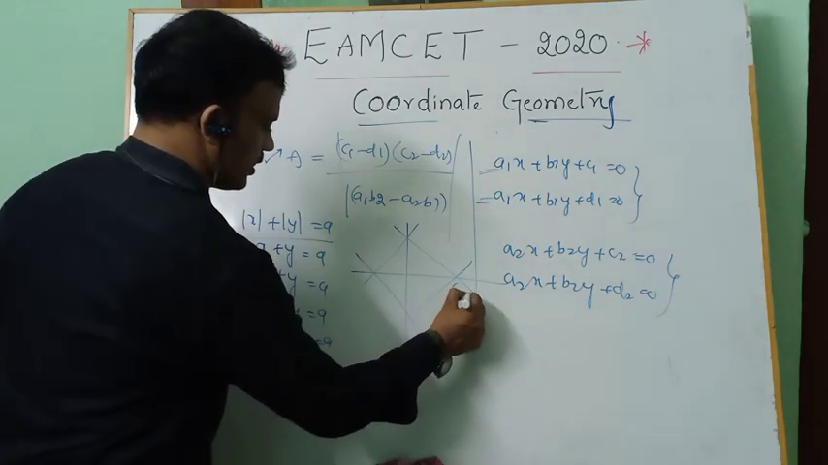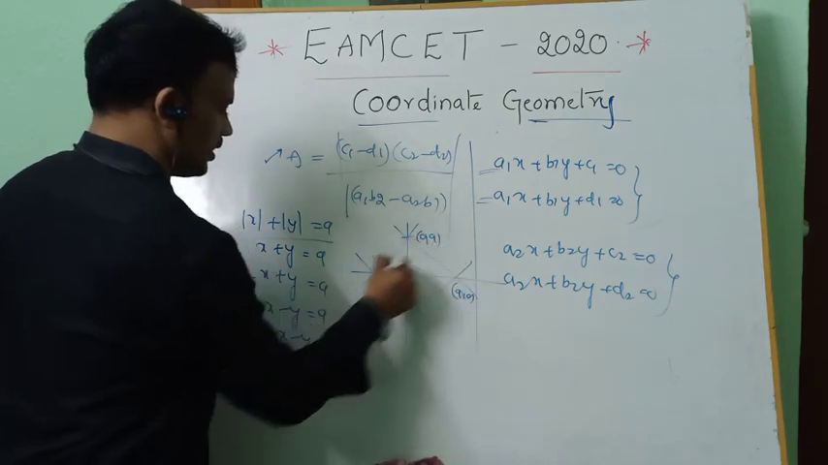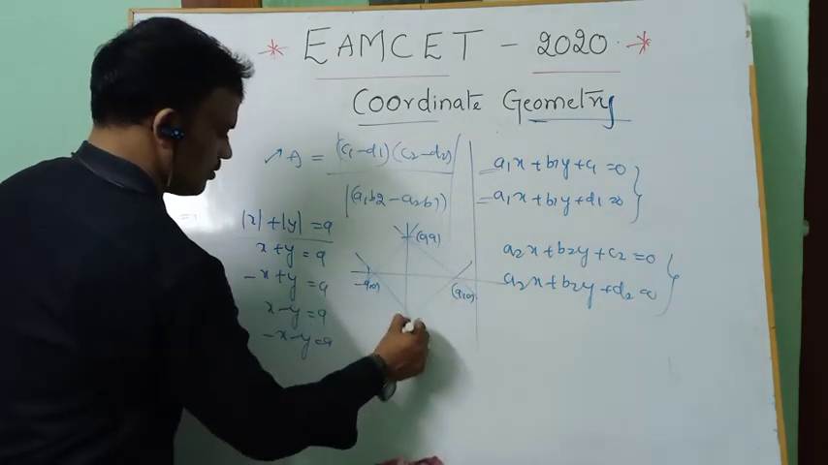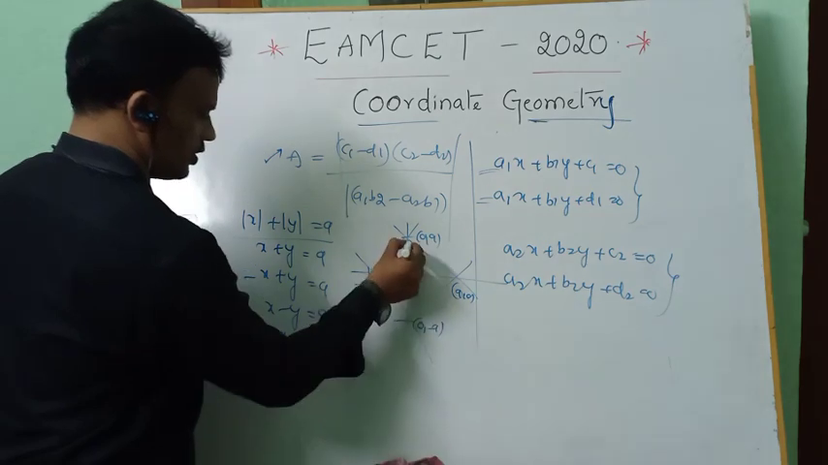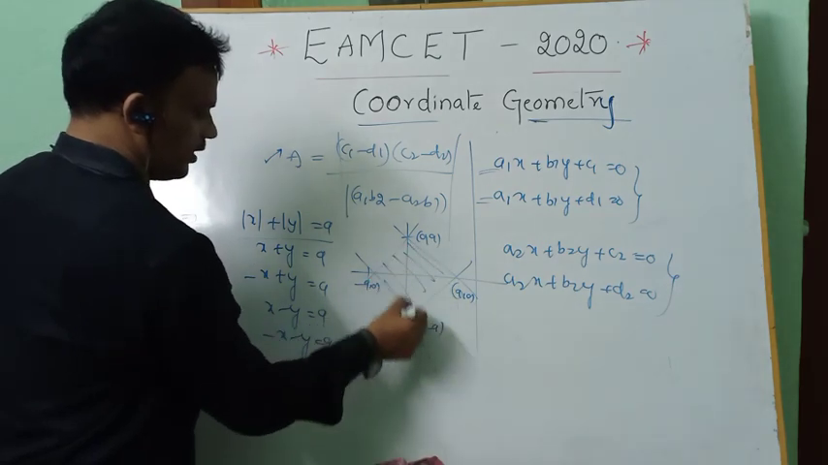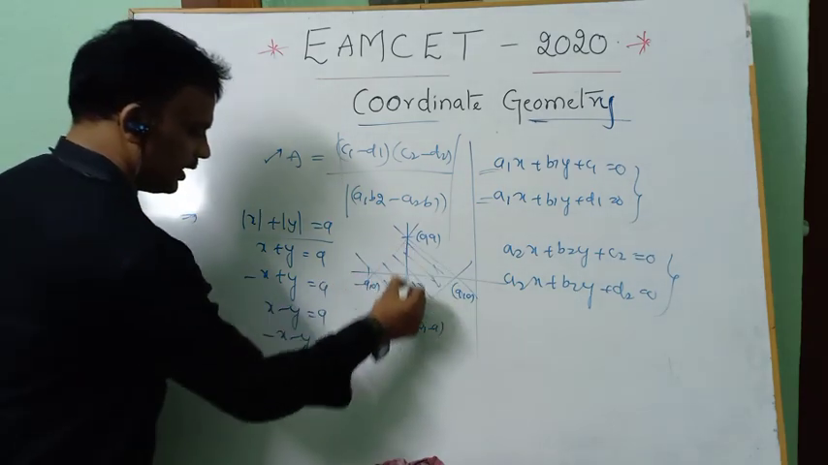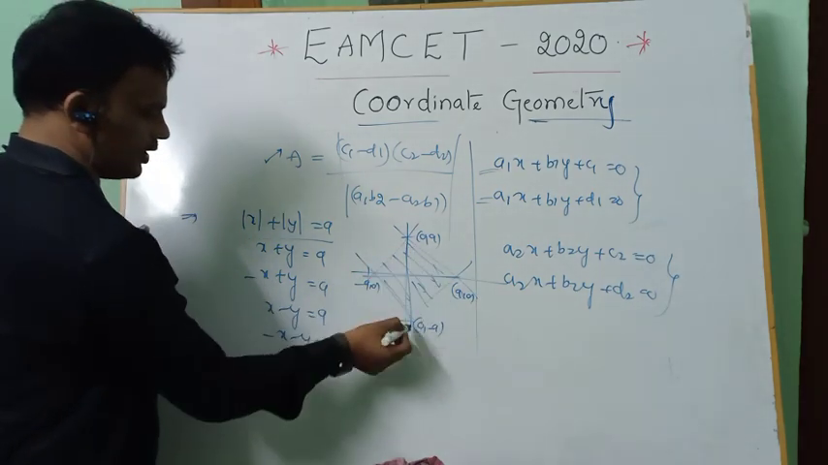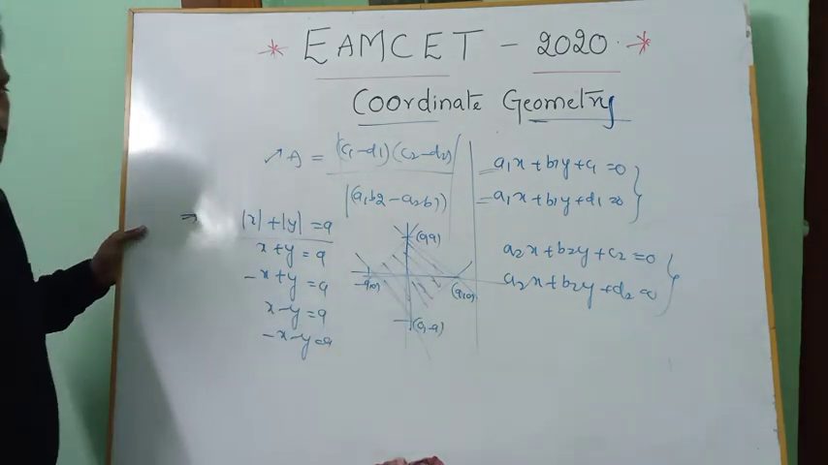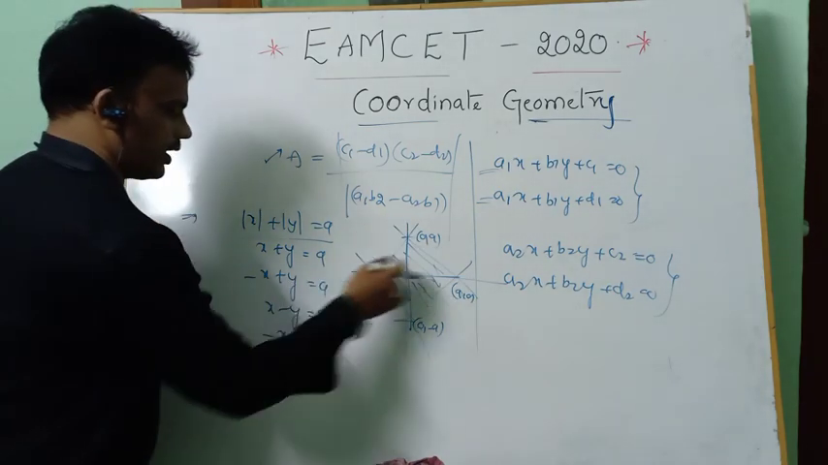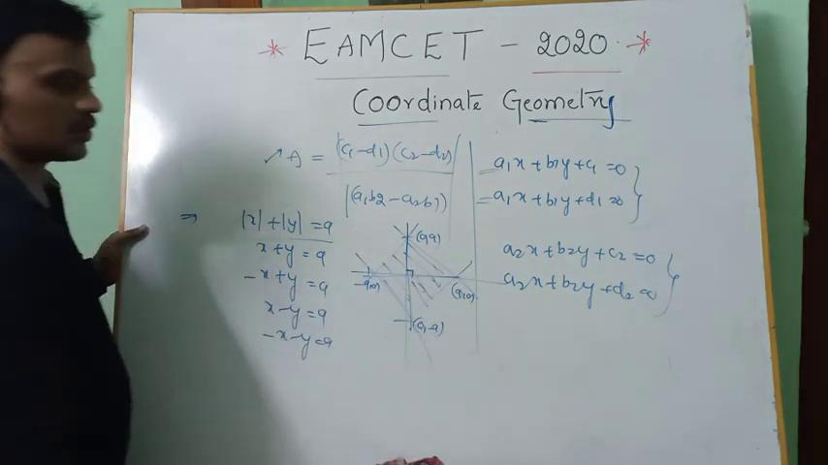So the points are a comma 0, 0 comma a, minus a comma 0, and 0 comma minus a. So we are going to find the area of this figure. Here it forms a rhombus. The diagonals are equal, with lengths 2a and 2a. Of course, diagonals are equal and perpendicular, which makes it a square.